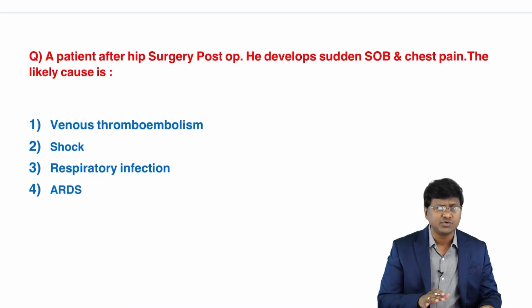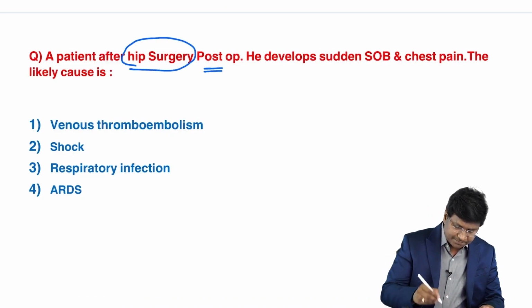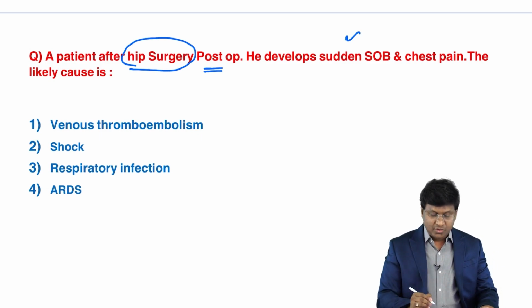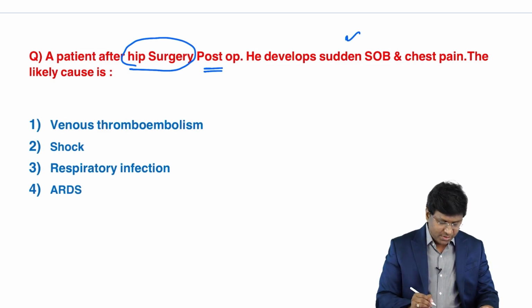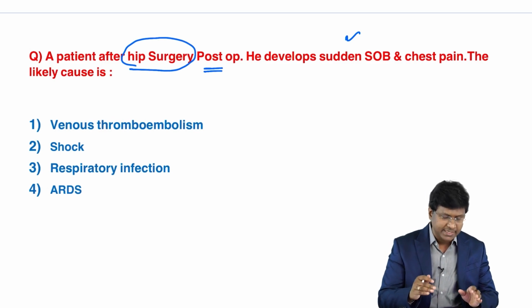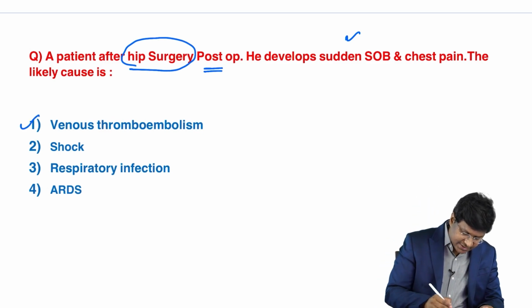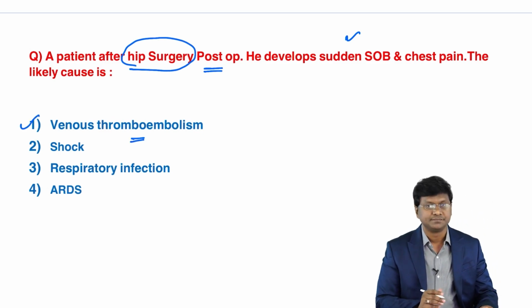Next, there was one more scenario like this. A patient after hip surgery post-op, he developed sudden onset shortness of breath and chest pain. What is the likely cause? So this clinical scenario was like this, okay? I don't exactly say these were the terms given, but the answer is the venous thromboembolism.